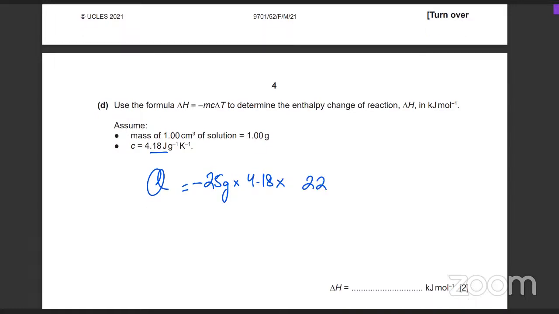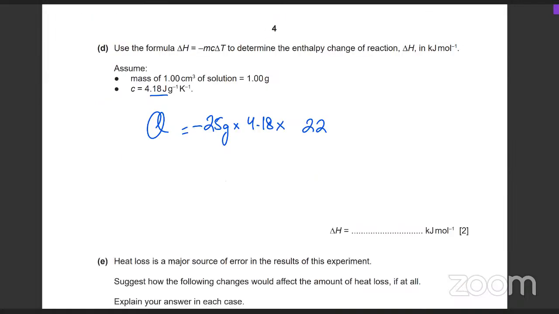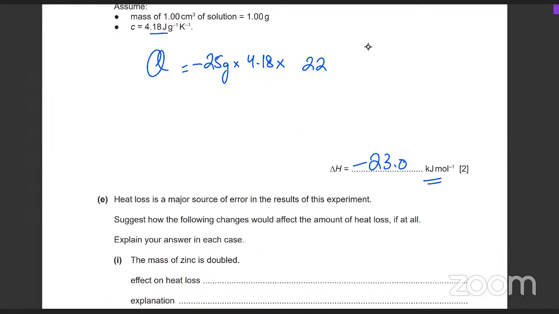So what do we get for Q? The Q value that's coming is 2299. Or we can say 23.0. We're getting 23.0 kilojoules, if we round it to 3 significant figures.